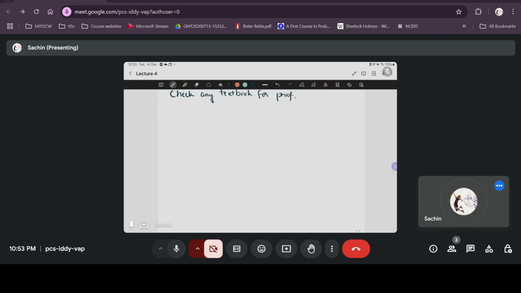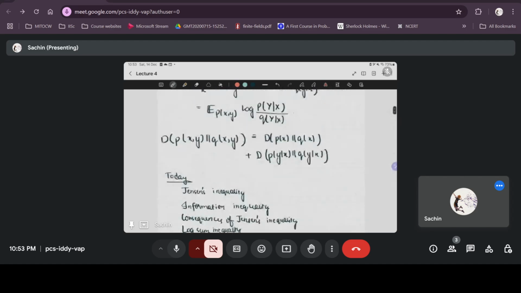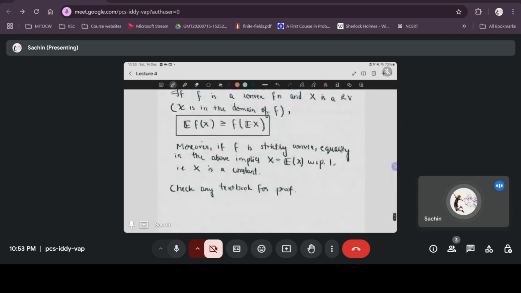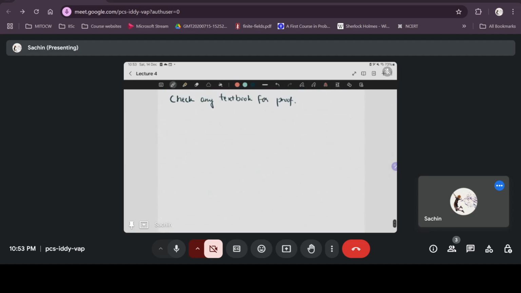Okay. We'll move on to the next inequality, which is the information inequality. We'll state it as a theorem, the information inequality.